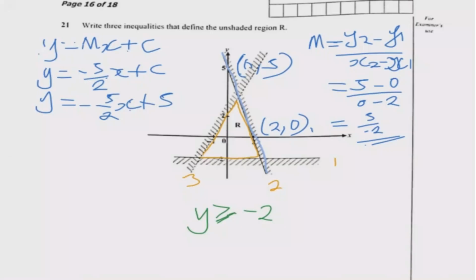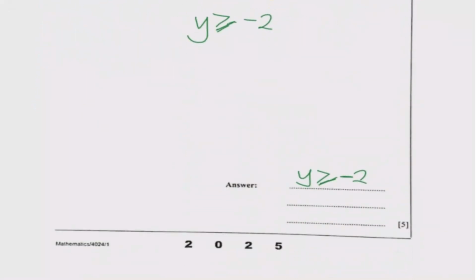Okay, so we can go down there and write our answer, which is y is less than or equal to negative 5 over 2 x plus 5. Okay, so that will be the answer.